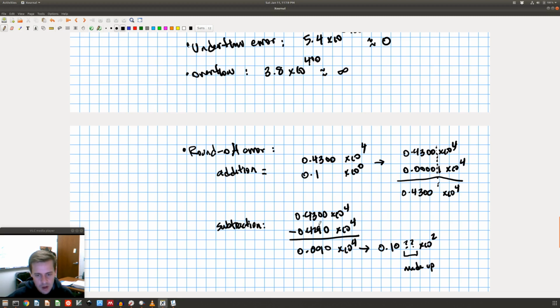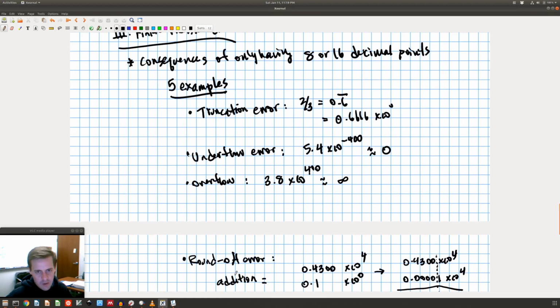So round off error from addition and subtraction can mean I can add small numbers and nothing adds to it if I add a small number to a big. Or if I subtract a big number from another big number that's really close to it, I can lose precision. Okay? So that's the basic idea of error.